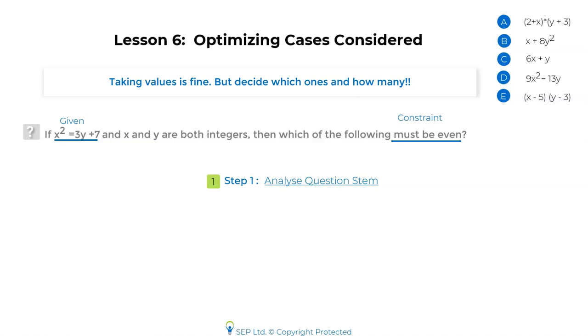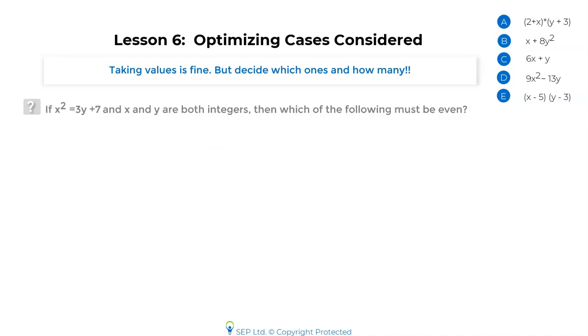After looking at this, you should be able to infer that whatever the value of x or y, whatever value I take, one option will always be even. This should be an indicator that I can take values and solve the question. Whatever value I take, I'll get the answer. But how many values should I take is the question that you need to think of.